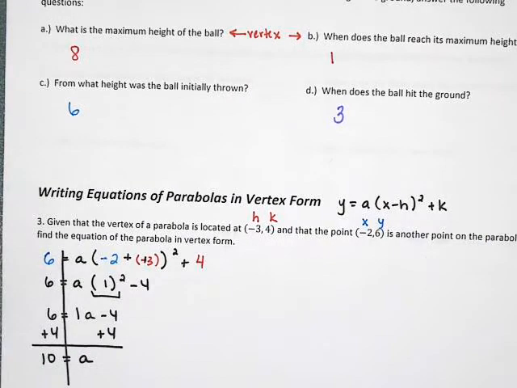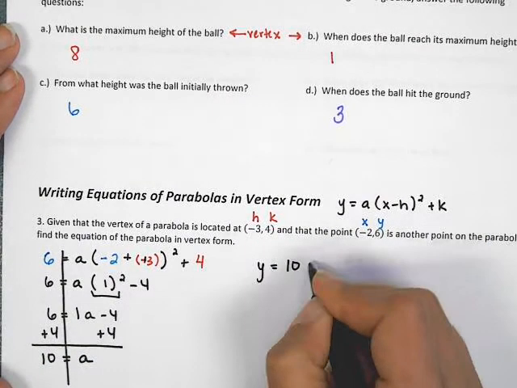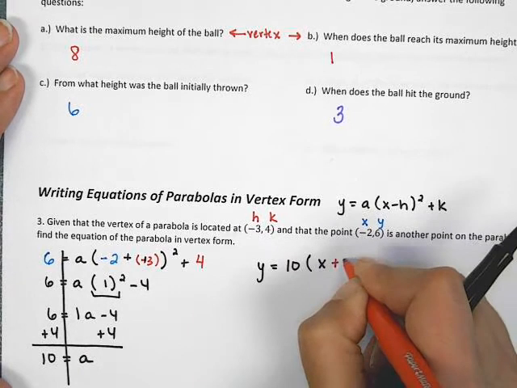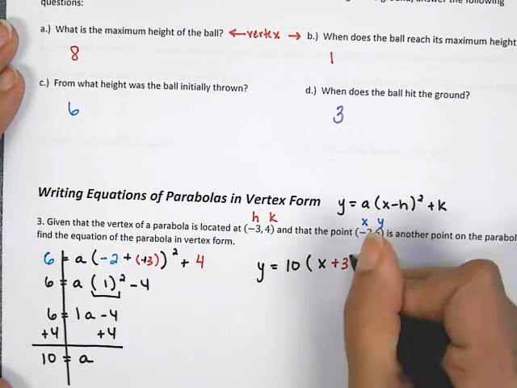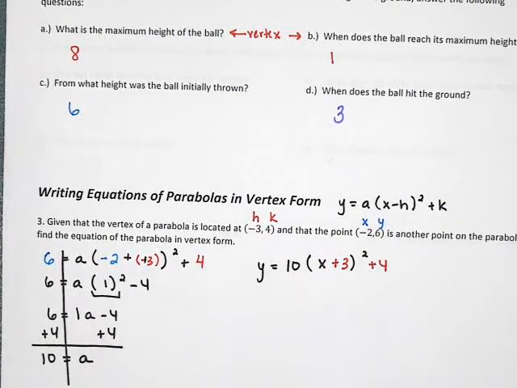Now that I know I have my a, I'm just going to write my equation. So y equals 10(x, and I know minus minus makes plus 3) squared plus my 4, my k at the end.